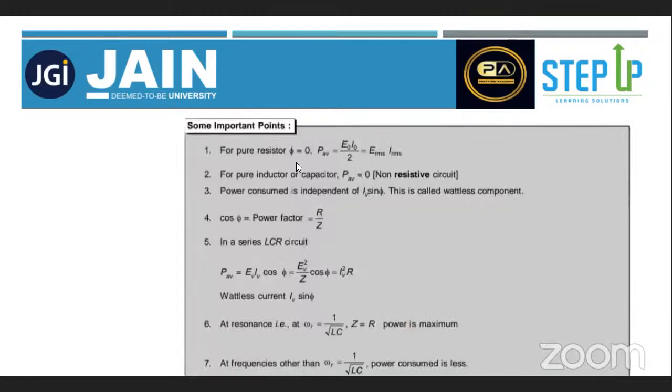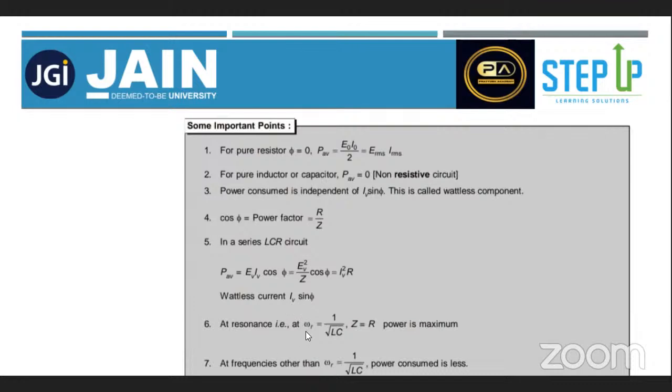Okay, there are a few points. For a pure resistor, phi is equal to 0, so P average will be equal to this much. For a pure inductor or capacitor, P average is equal to 0. Power consumed is independent of I V sin phi. This is known as the wattless component. Cos phi is the power factor, which is equal to R upon Z. In a series LCR circuit, P average, that is power average, is equal to E V I V cos phi, which is E V square by Z cos phi, which is equal to I V square R. This is in terms of your current and voltage. I V sin phi is the wattless current.